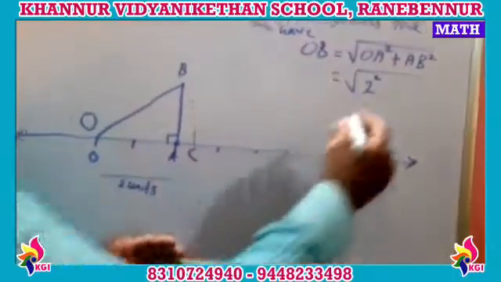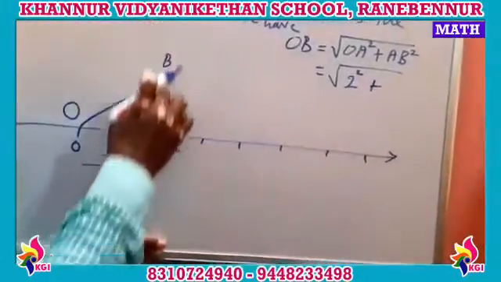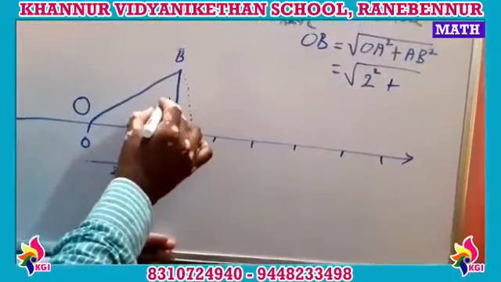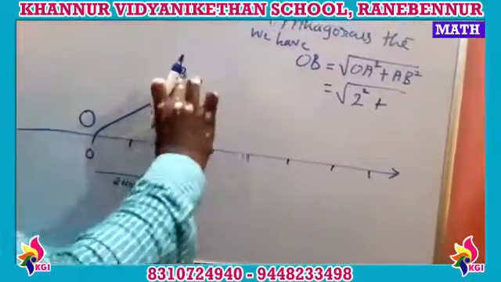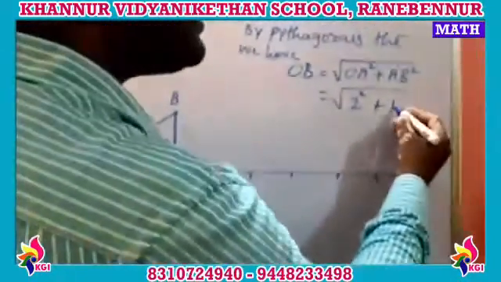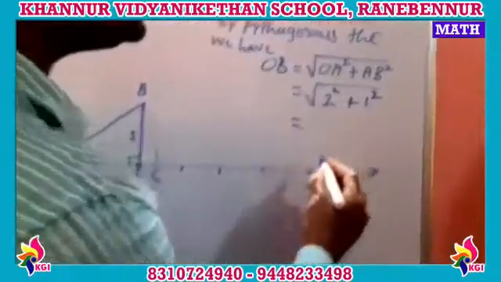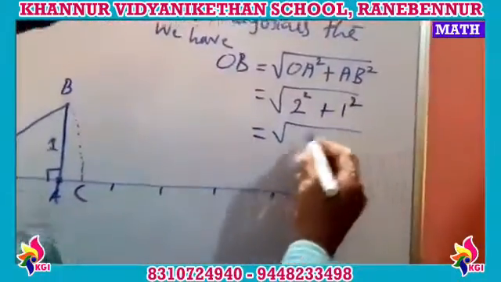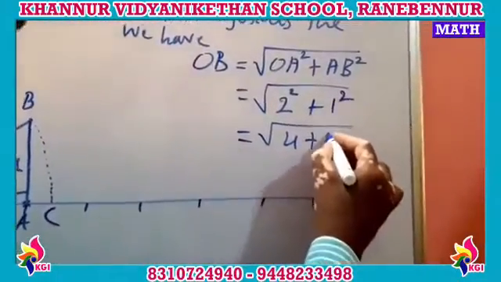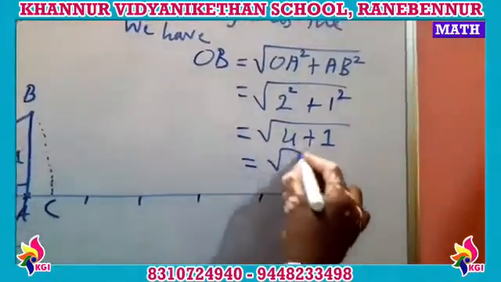Then next, plus, what is this? AB. How much have I taken for AB? Only 1 unit, as I have shown. The same unit I have taken over here, so it's 1 squared. Then 2 squared is how much? 4. And 1 squared is 1. That total is equal to the square root of 5.